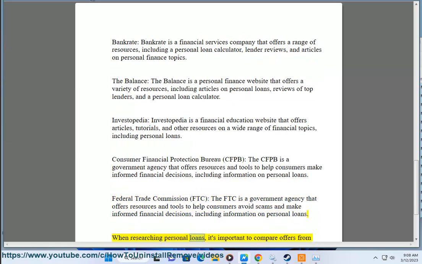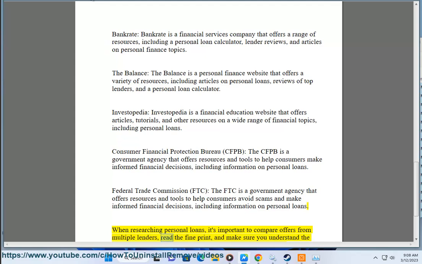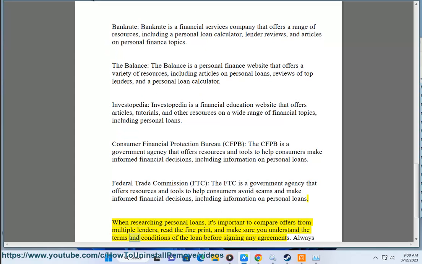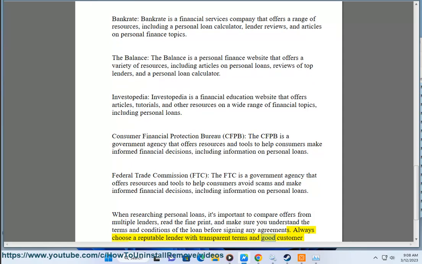When researching personal loans, it's important to compare offers from multiple lenders, read the fine print, and make sure you understand the terms and conditions of the loan before signing any agreements. Always look for transparent terms and good customer service.